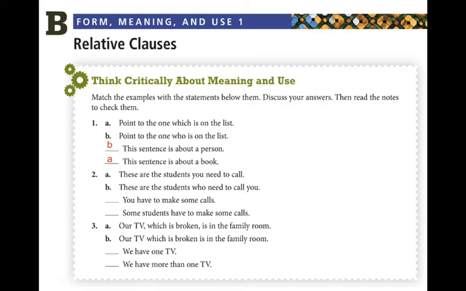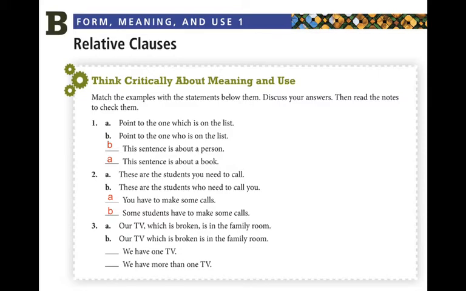Number 2. These are the students you need to call. B. These are the students who need to call you. Which one means you have to make some calls? That's sentence A. These are the students you need to call. Which sentence means some students have to make some calls? That's this one, B. These are the students who need to call you.